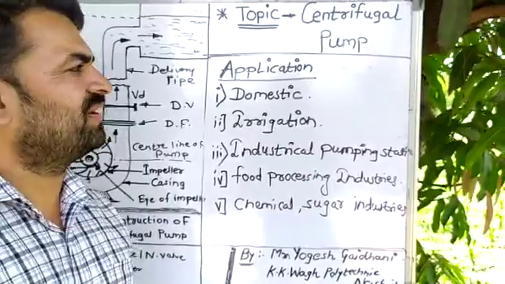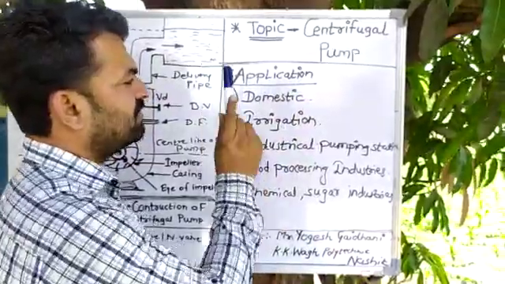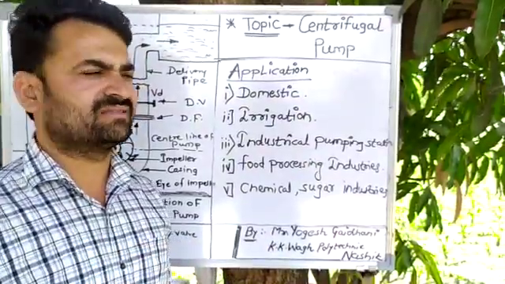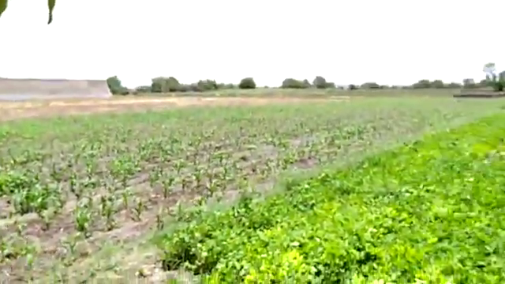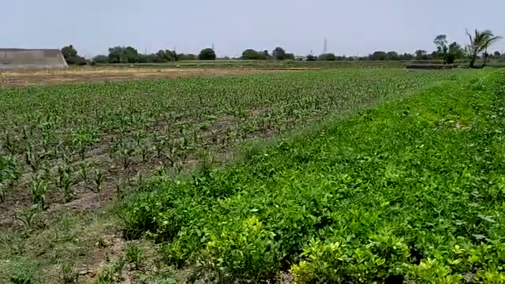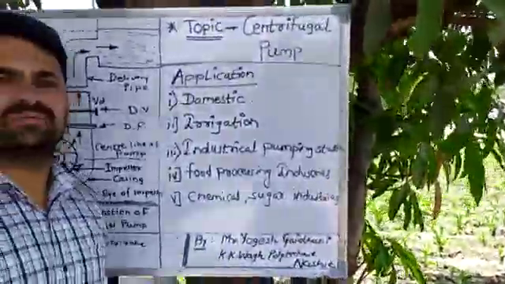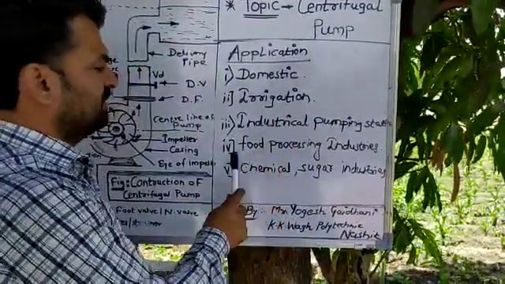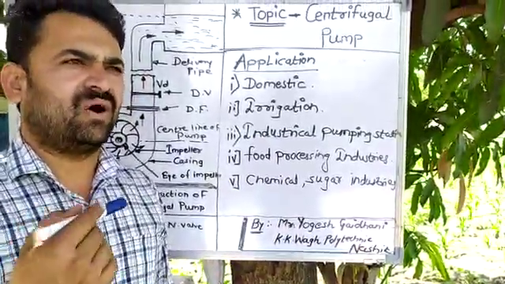Okay, now finally we cover the final point of this topic, that is application of centrifugal pump. The first application is domestic, meaning centrifugal pump is used in all domestic applications. The second application is irrigation or agricultural purpose. We can see this is an agricultural farm, and this total farm depends on the centrifugal pump, as water is given to this farm with the help of the centrifugal pump. The third application is industrial pumping stations. The fourth application is that it is used in the food industry, in chemical industries, and in sugar factories.